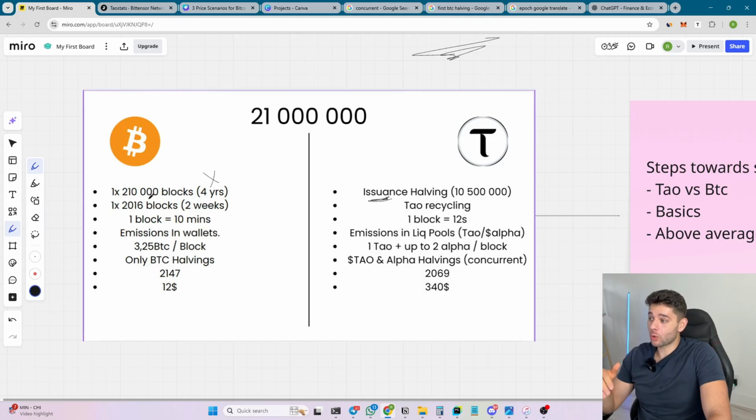So Bitcoin is hard-coded at 210,000 blocks. However, Tao is also hard-coded, but by issuance at 10.5 million. Right now, there's a little under 10 million tokens issued. And once we reach that, this is going to mark the first halving ever.